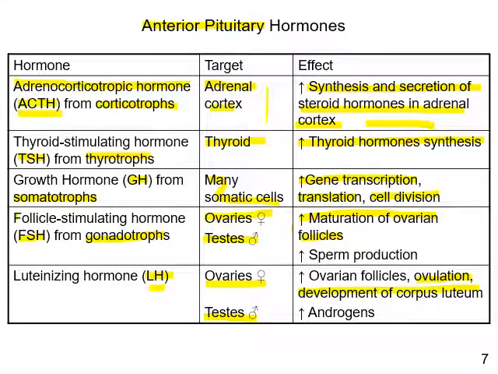In males, FSH causes an increase in the production of sperm, and luteinizing hormone, LH, causes the release of other hormones like testosterone. So again, I think reviewing this slide and testing yourself, just start with a blank paper and say, okay, what does TSH do? Well, it targets the thyroid and triggers the release of thyroid hormone. What does GH do? Well, GH is from somatotrophs and it has many effects. I think being able to reproduce this table from memory will convince you that you know this information.